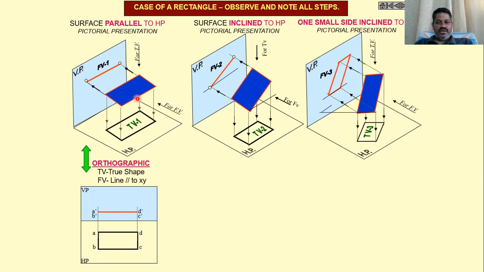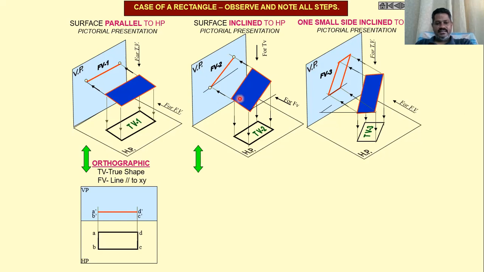I remind you once again, when the given surface is parallel to HP, the top view will be the true shape, the front view will be the horizontal line which is parallel to the XY line where VP and HP are meeting. Then let me move on to the second case.